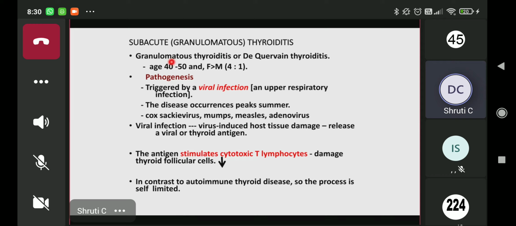So here, granulomatous thyroiditis or De Quervain thyroiditis, again, age between 40 to 50 years, females more common. It is triggered by a viral infection like Coxsackie virus, mumps, measles, adeno, etc. The viral antigen will stimulate the cytotoxic, that is CD8 T cells, and again they will damage the follicular cells, and in contrast to autoimmune thyroid disease, this process is self-limited.